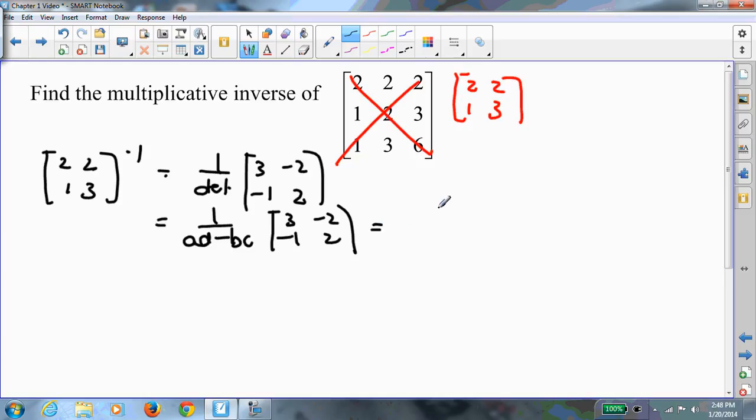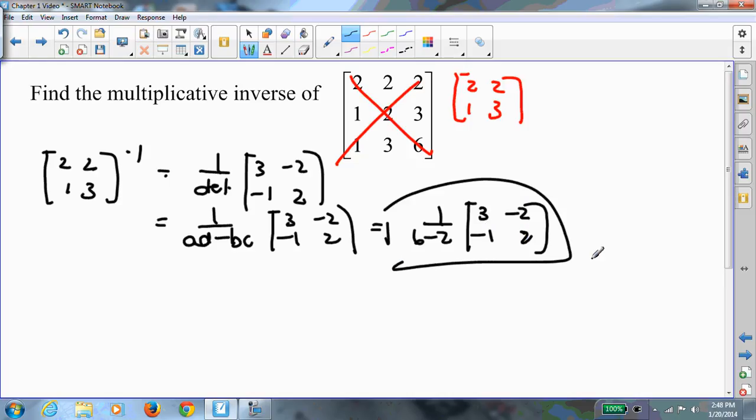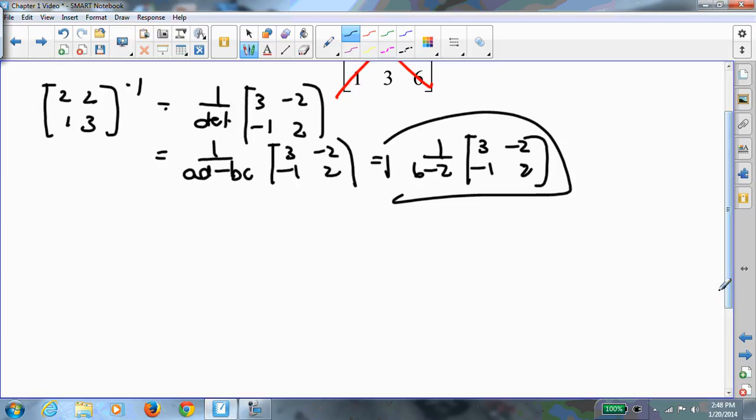So in this case, 1 over 6 minus 2, and then 3, negative 2, negative 1, 2. Now, that technique only works with a 2 by 2 matrix, so I'm going to talk about the other way we learned in class, how to find the inverse, and you'll see how they correspond to each other.